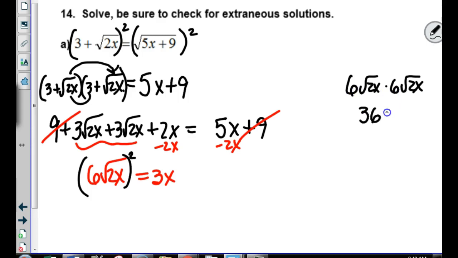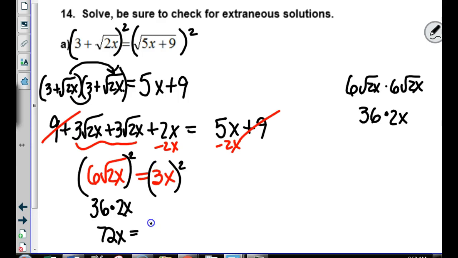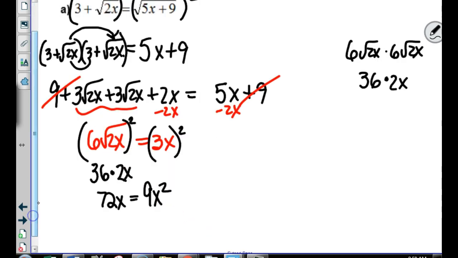36 times 2x, which would be? Yes. And when I squared this side, I got 9x squared. Now, before you do anything crazy, it has a squared, so you need to get it equal to 0 and factor it. Okay, don't divide something because you lose a possible solution.